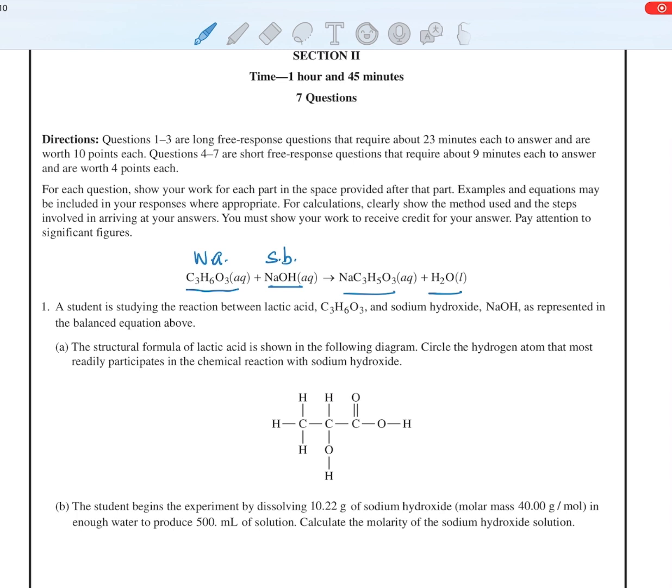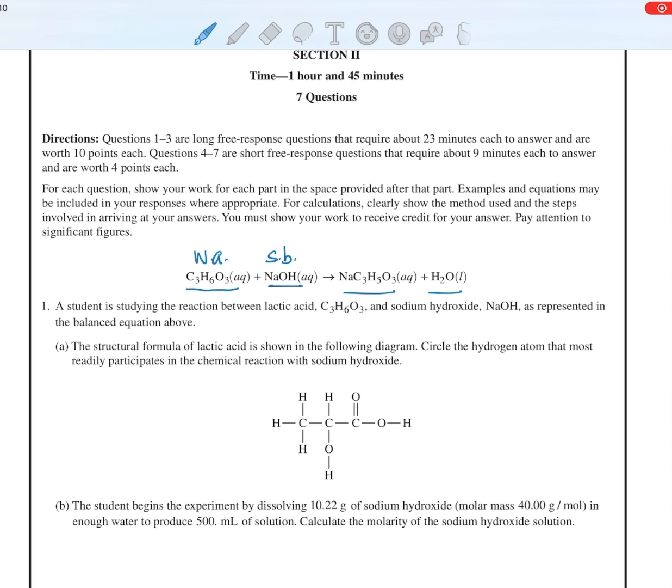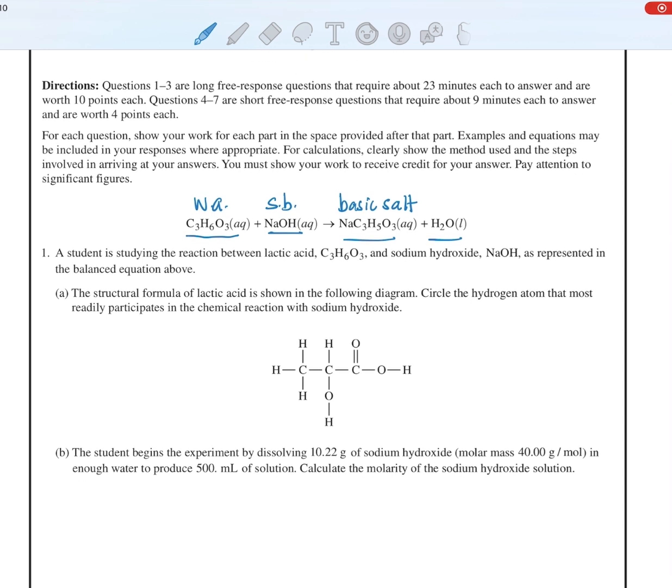then I'll get this compound here, NaC3H5O3, sodium lactate. This is actually a basic salt. If you've learned about salt hydrolysis, you can understand why, but that will dissociate, and it's a basic salt because that lactate ion has the potential to accept a hydrogen ion. So we'll talk about that more later, but that's what the reaction is, and that will help me answer A.